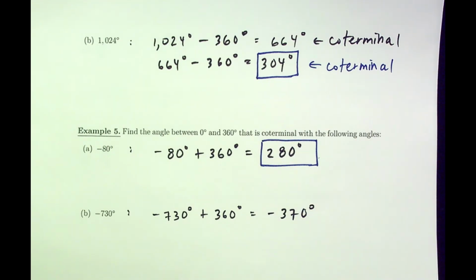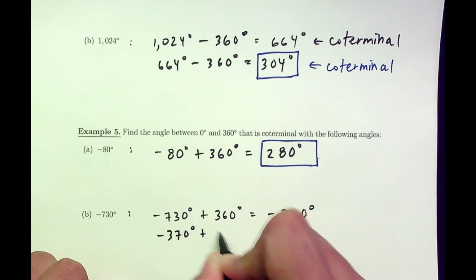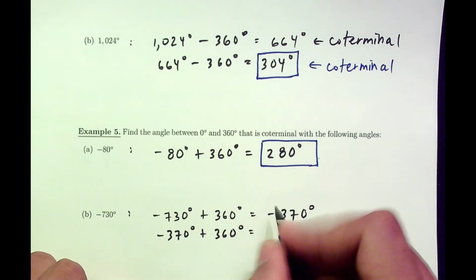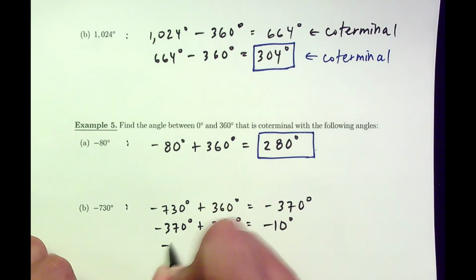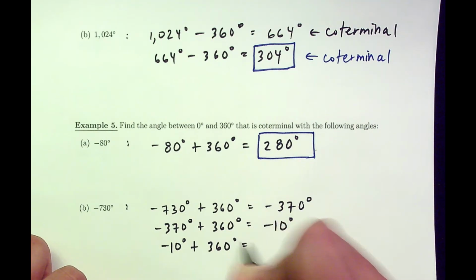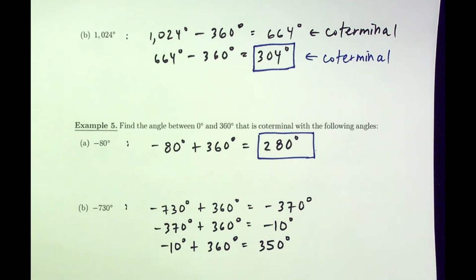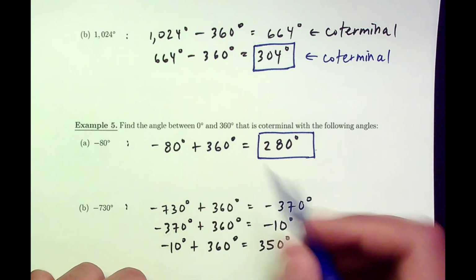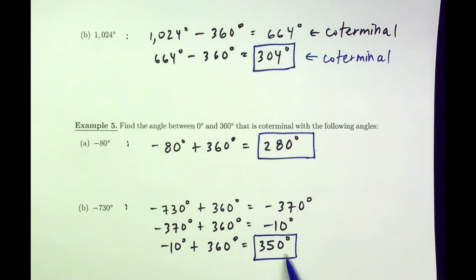So we need to do it again. So negative 370 plus 360, that is negative 10 degrees. That's still negative. We need to do it one more time. Negative 10 plus 360 is 350. So 350 degrees is the angle we were looking for, an angle between 0 and 360. All of these are coterminal, but the one we really wanted is that one, as per the instructions.